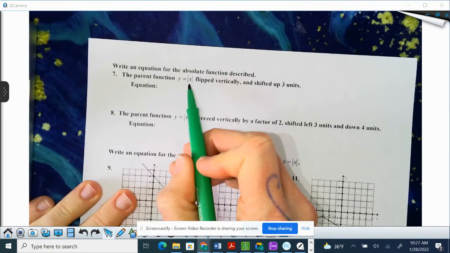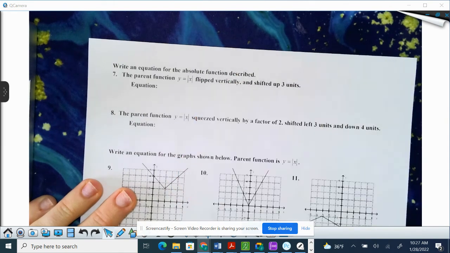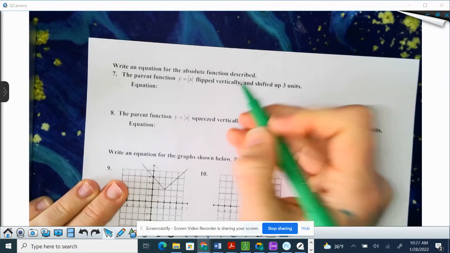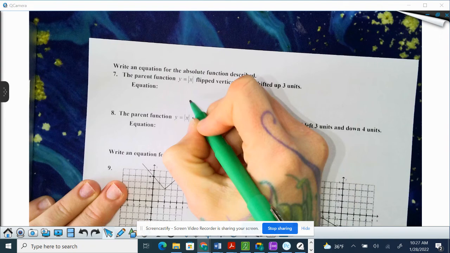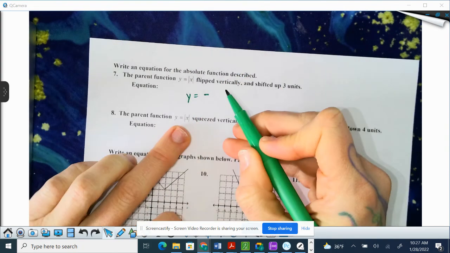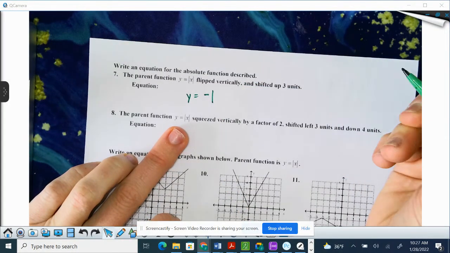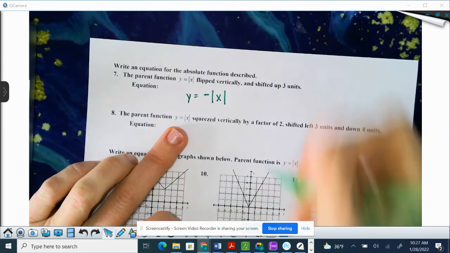This is writing the equation. So I have my parent function flipped vertically, which means it's going to go down. So flipped over the x-axis. That means I know I'm going to have a negative. It doesn't say anything about getting steeper or less steep, so I can go ahead and start my absolute value of x. It says shifted up, so that means nothing went left and right. And then up 3 units.